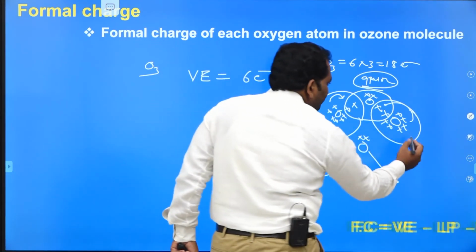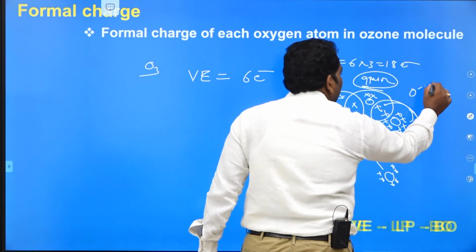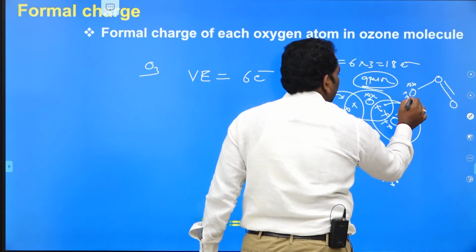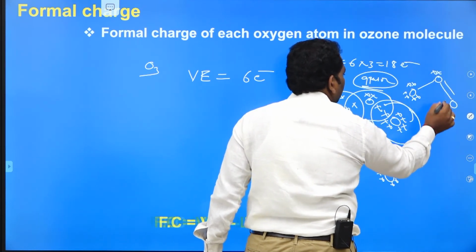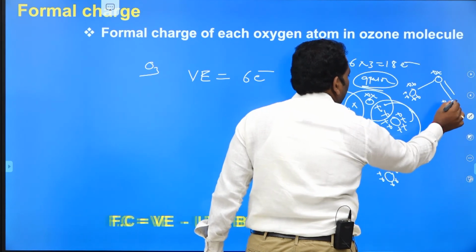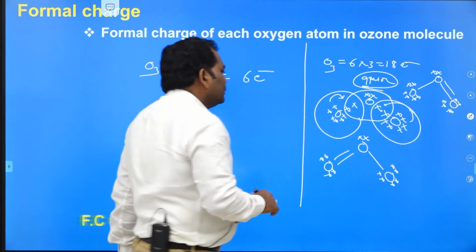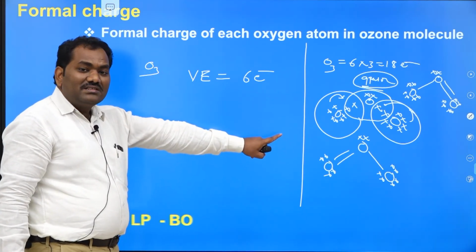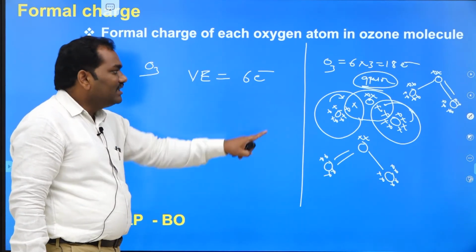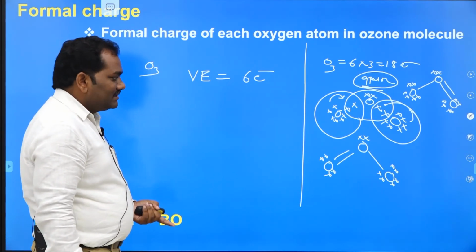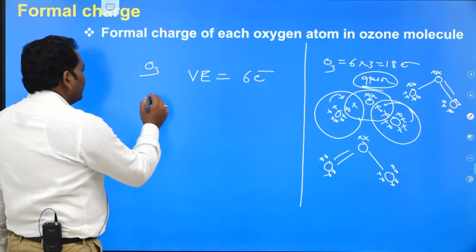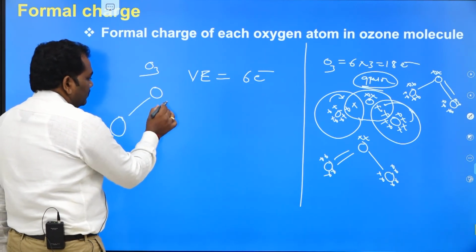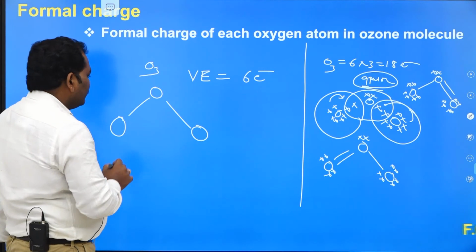Or if the electrons are distributed from this oxygen, the structure is like this. Okay, so this is the Lewis dot structure of the O3 molecule. After writing the Lewis dot structure, we can calculate the formal charge. This is the structure of the O3 molecule.